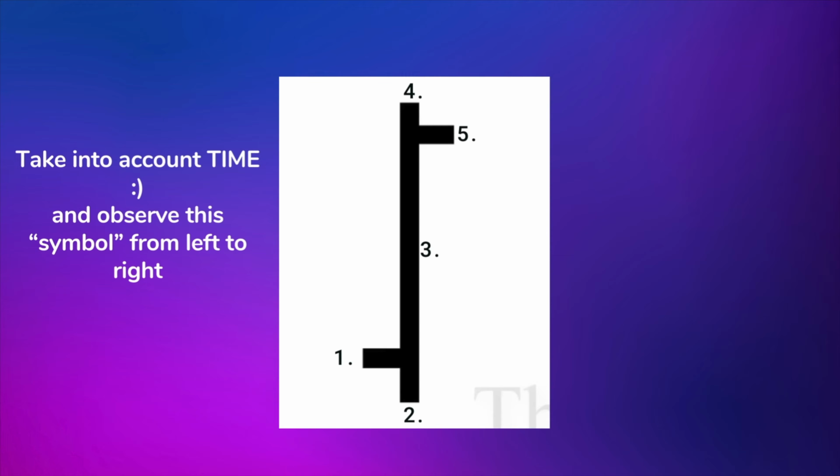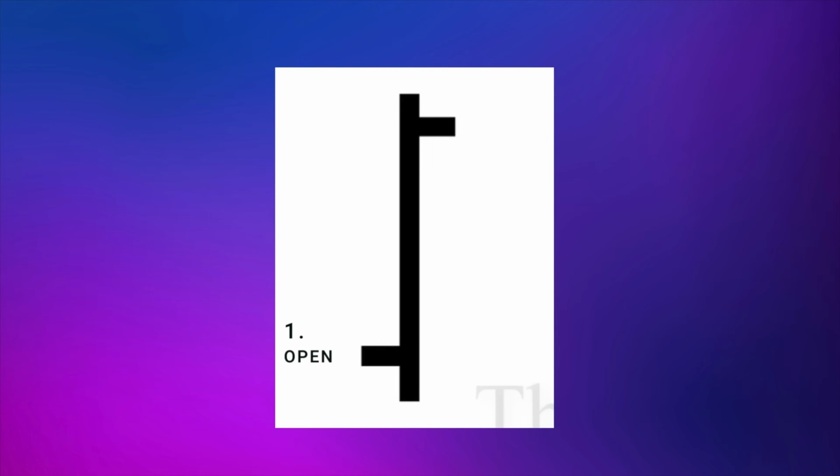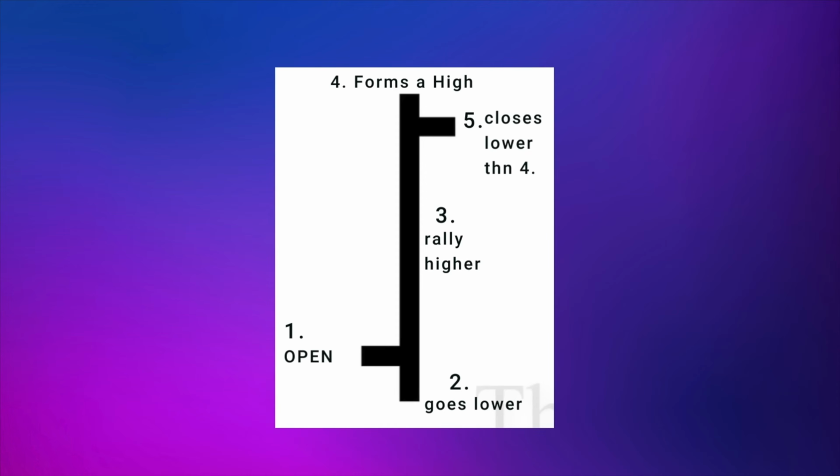And so, how can we make sense of all of that? Well, point number one is our opening price, and so it's the open. Then we have point number two, in which the price goes lower. We have point number three, in which the price rallies higher. We have point number four in which the price forms a high. And finally, we have our point number five in which the price closes, and that point number five is lower than point number four.